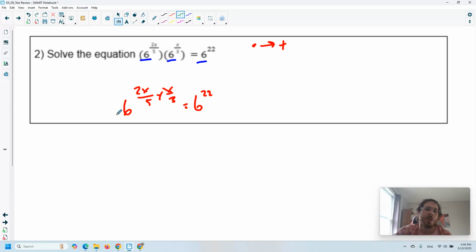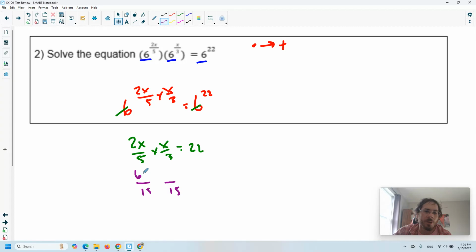And now we can use our rule that if these two bases are the same, we can just set the exponents equal to each other. So 2x over 5 plus x over 3 equals 22. So we'll solve this equation just like we did in Unit 1. We want to get these things to have a common denominator. So in this case, I'm going to pick 15. 5 times 3 is 15.